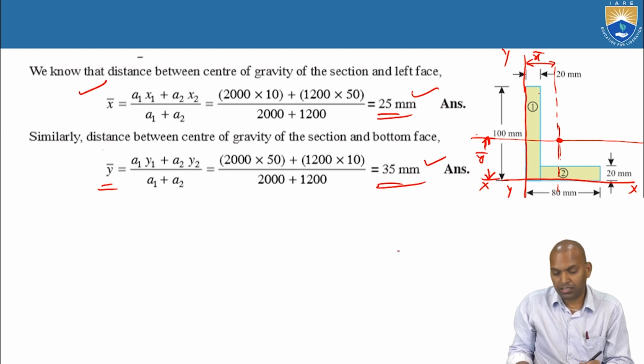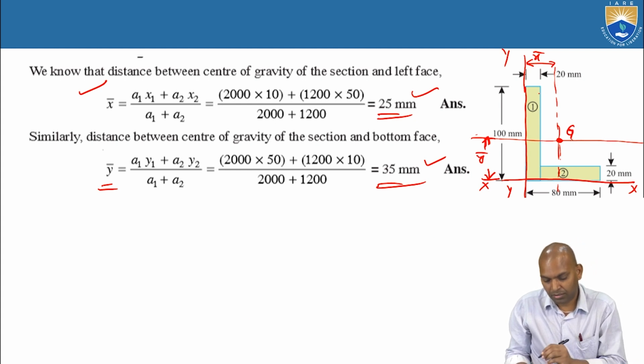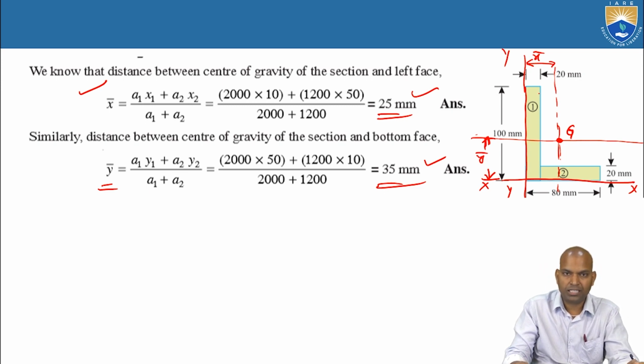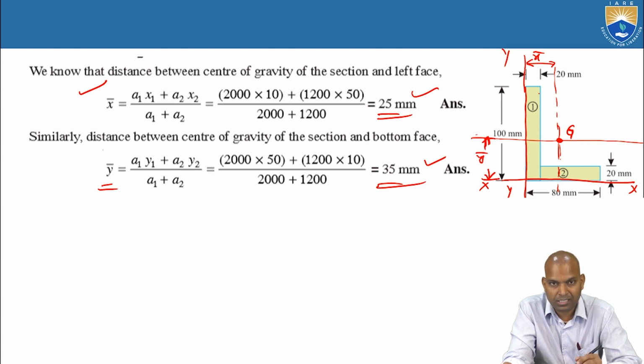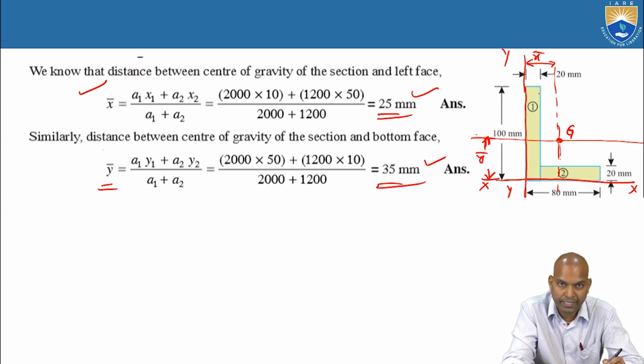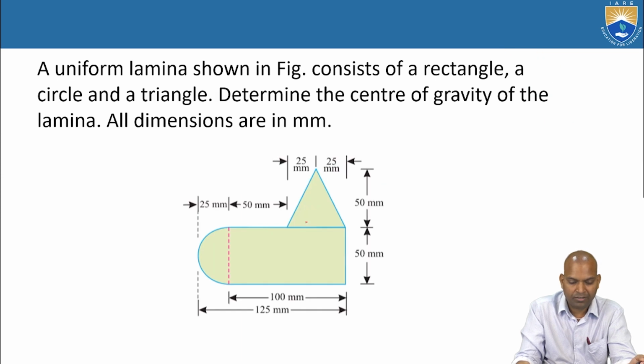Now this is the centroid of the unsymmetrical section, that is the L section. So is it on the geometry or outside the geometry? It is outside the geometry. The centroid is located outside the geometry for this case. Okay, we'll see whether it can be located on the geometry also for an unsymmetrical section. Here the section is unsymmetrical, alright.